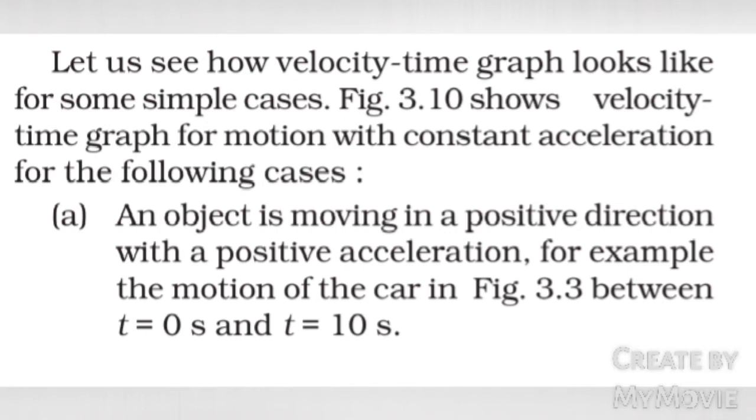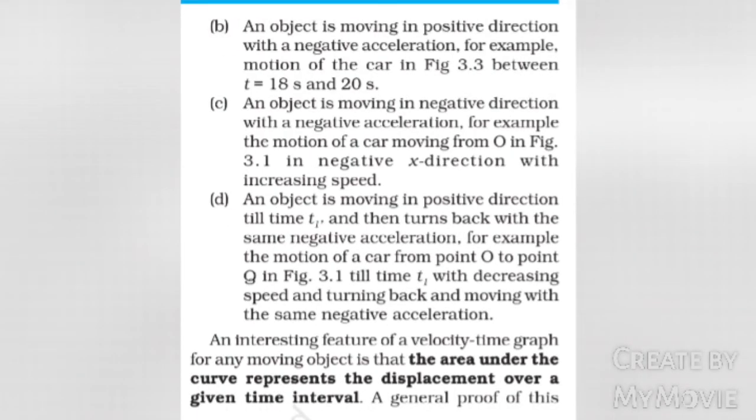Let us see how the velocity time graph looks like for some simple cases. Figure 3.10 shows velocity time graph for motion with constant acceleration for the following cases. A. An object is moving in a positive direction with a positive acceleration. For example, the motion of car in figure 3.3 between t equals 0 seconds and t equals 10 seconds. B. An object is moving in positive direction with a negative acceleration. For example, motion of a car in figure 3.3 between t equals 18 seconds and 20 seconds. C. An object is moving in negative direction with a negative acceleration. For example, the motion of a car moving from O in figure 3.1 in negative x direction with increasing speed.